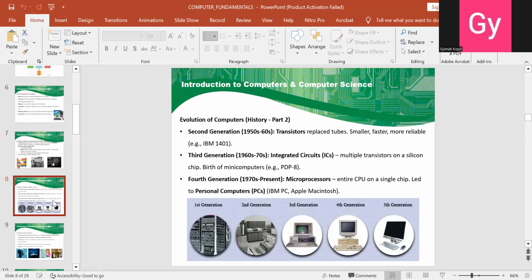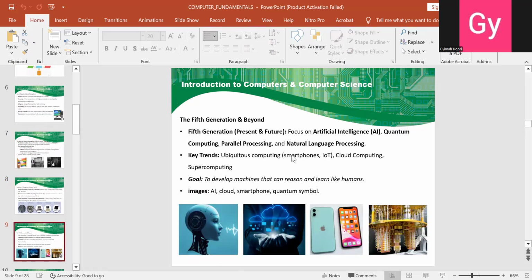Now, there is another generation. We call it the fifth generation. For the fifth generation, it focuses on artificial intelligence. And that is why these days you can use some of these computers to do something like ChatGPT. I don't know whether you've heard of ChatGPT, artificial intelligence, ChatGPT, DeepSeek, and other things. Then quantum computing. These are special areas that people are what? People are specializing. Parallel processing and natural language processing. As for natural language processing, you've been using it like this ChatGPT and the rest.